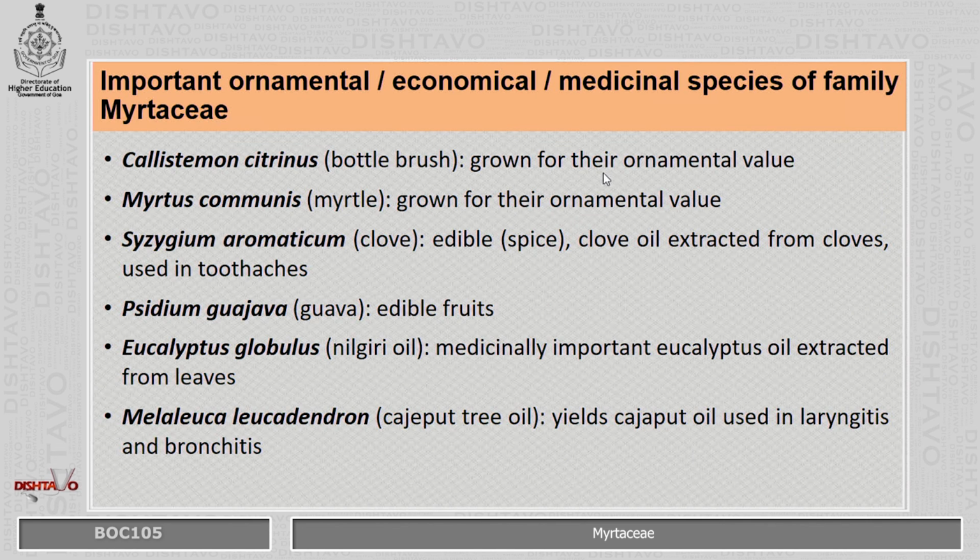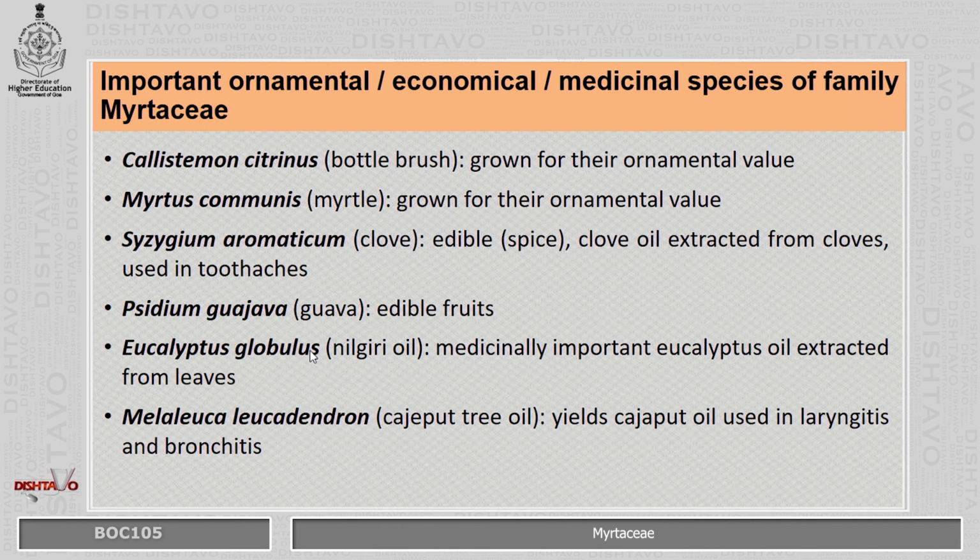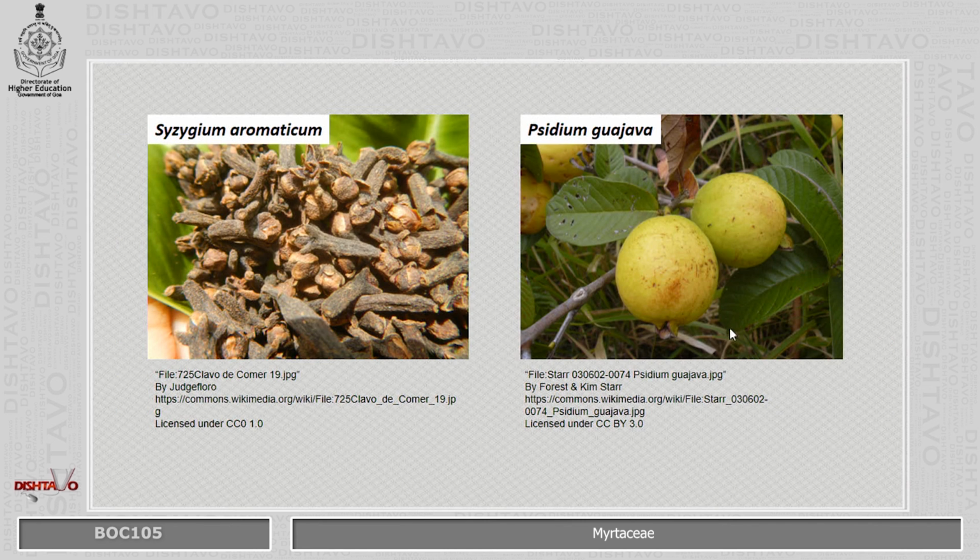Syzygium aromaticum, also known as the clove, is edible and a spice plant. From the clove, they extract the clove oil and it is used in toothaches. This is Syzygium aromaticum, commonly known as clove. This is Psidium guajava, guava or peru as we say in Konkani. This is an edible fruit.